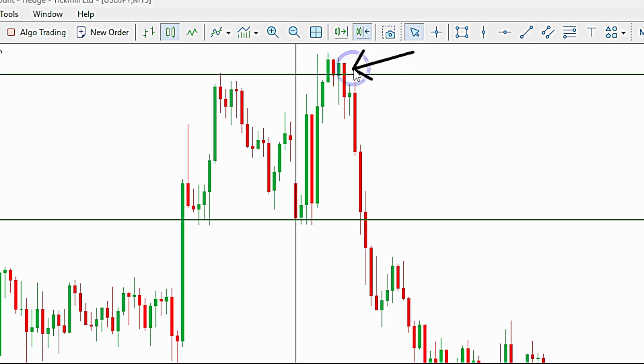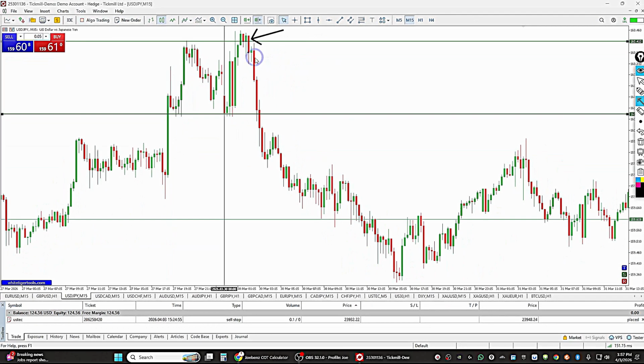Later on I saw this wonderful candle. Let me show you this candle here. This bearish candle right here engulfed this candle completely. So this bearish candle engulfed this bullish one, and that was where I entered my trade. That was where I took my sell trade eventually, and I was very happy with the result.